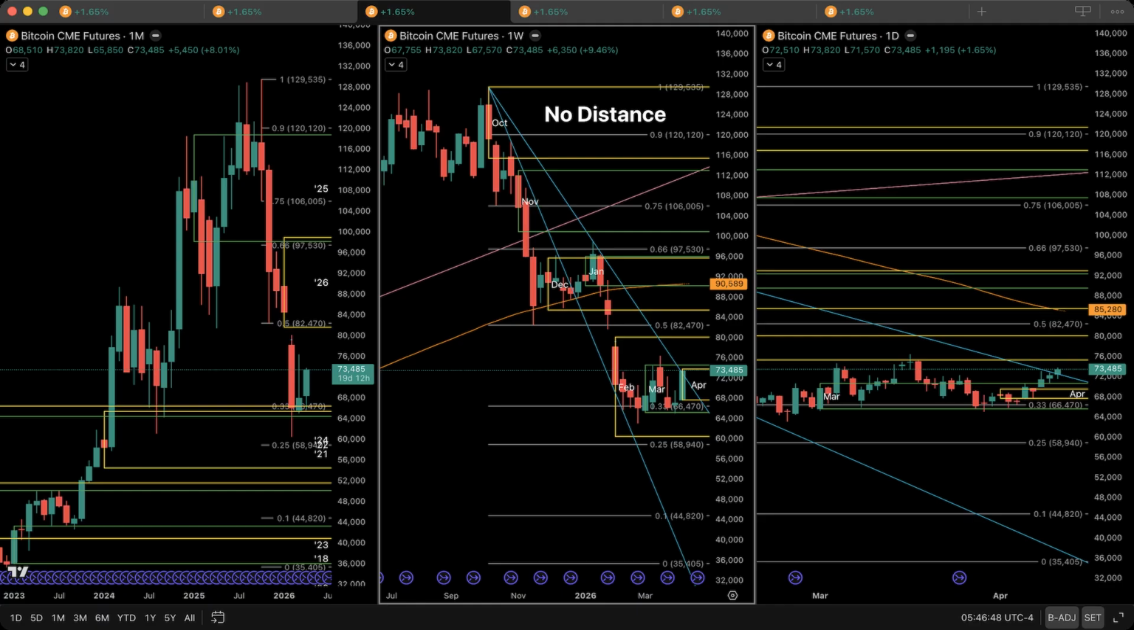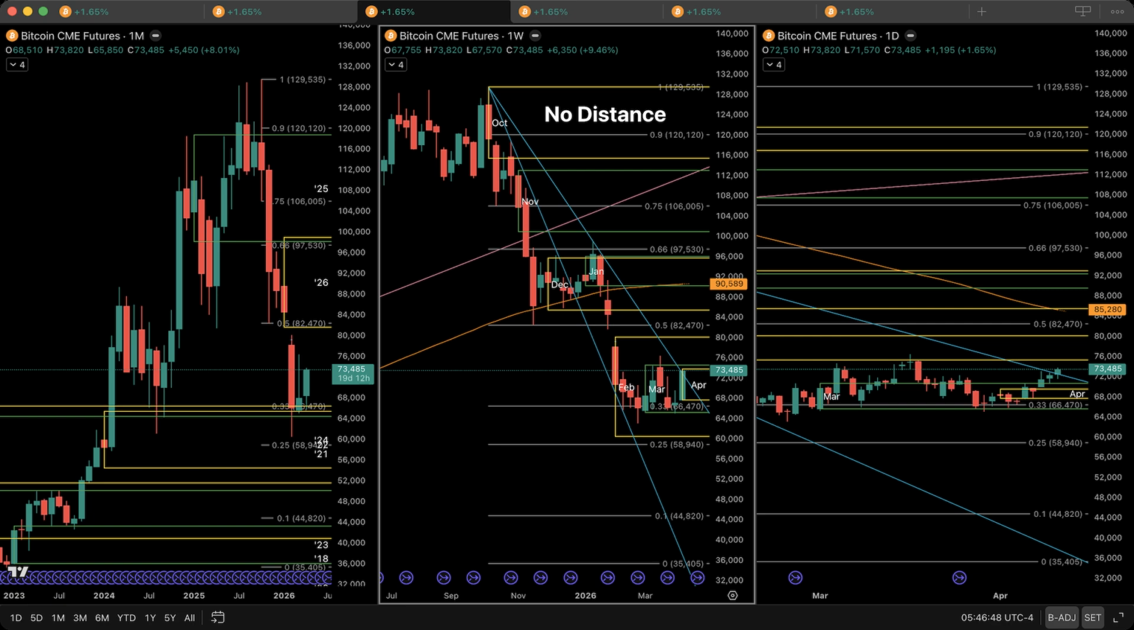Now observe the repetition. The anchor forms. Distance opens. Boundary is reached. Reaction appears. It fails to hold. It returns. The same sequence repeats. This is structure in motion.